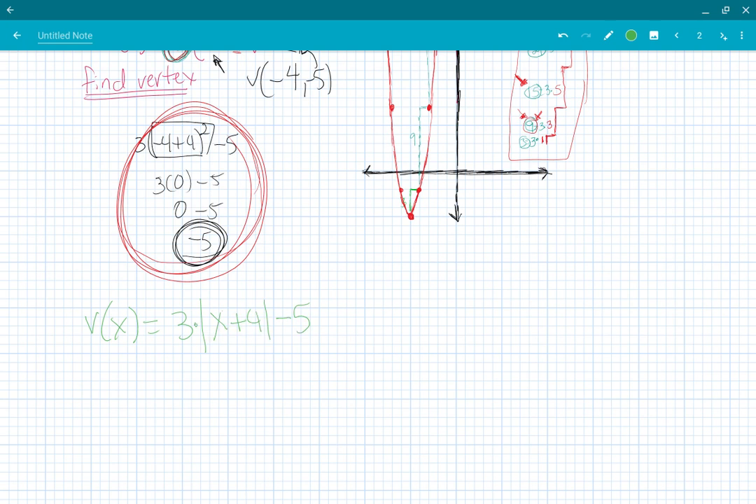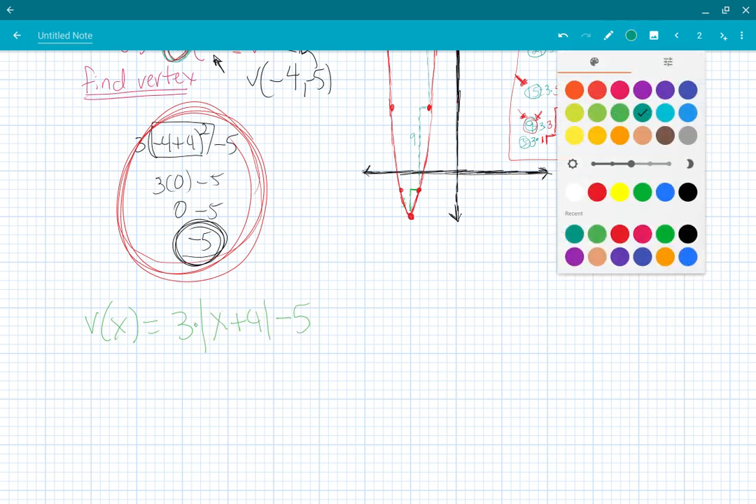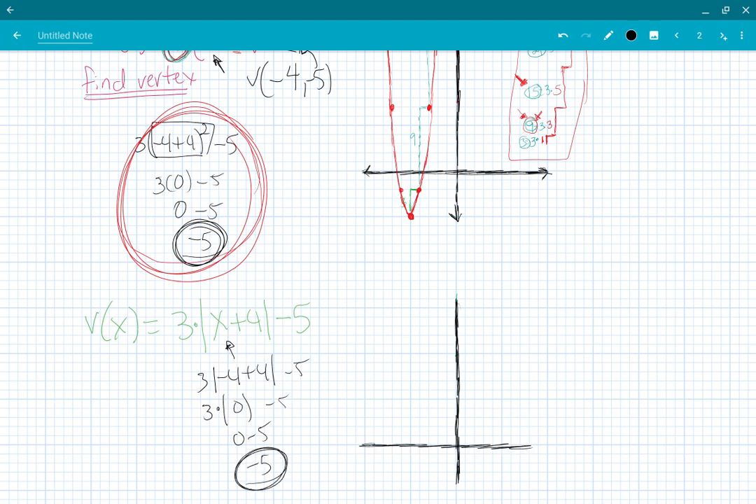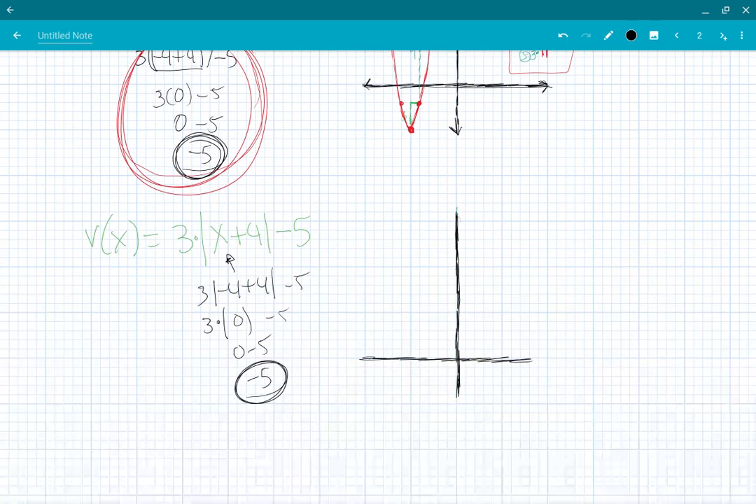All right. So let's graph this really fast. What is the vertex, everybody? Negative 4. Yeah, that's the x of the vertex, right? Remember, the vertex has two parts, the x and the y. So what's the x? Negative 4, 0? You're right. If you put negative 4 here, this is going to be 3 times 0. But what about who survives? The negative 5. Yeah, exactly.